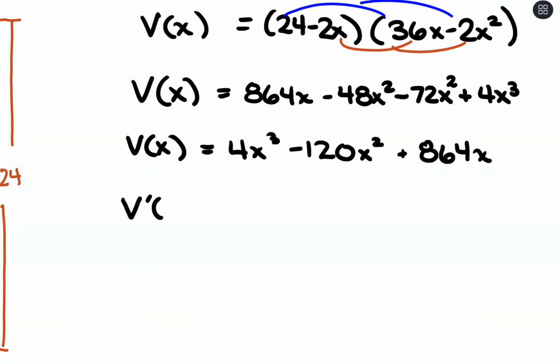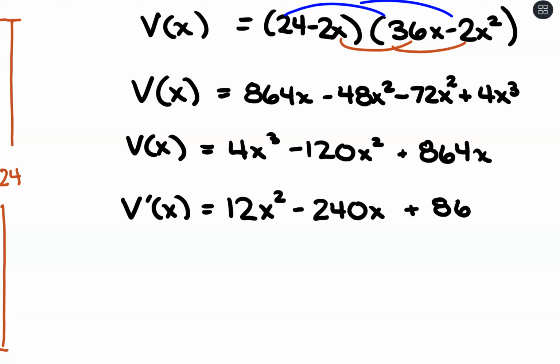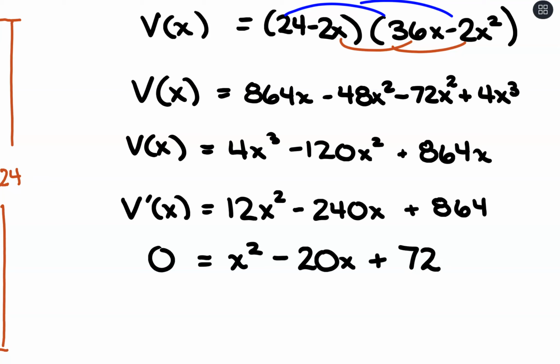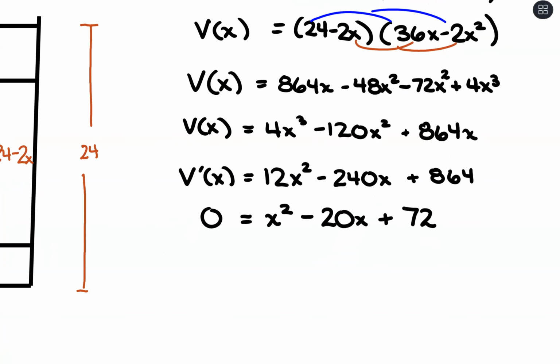So let's take the derivative for a 12x squared minus 240x plus 864, and we want to see where this is equal to 0. And I'm going to go ahead and divide out a 12. 12 goes in nicely into everything just to simplify it a bit. So x squared minus 20x plus 864 divided by 12 is a 72. Just for some simpler numbers to work with. I could try to factor this, but this actually isn't going to be factorable.